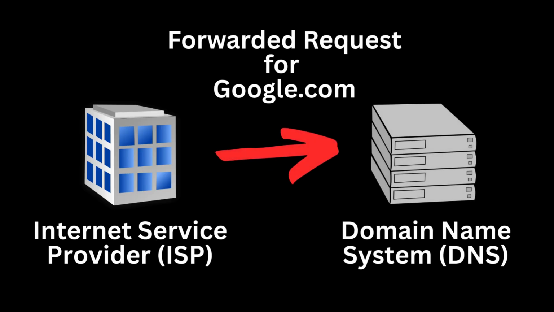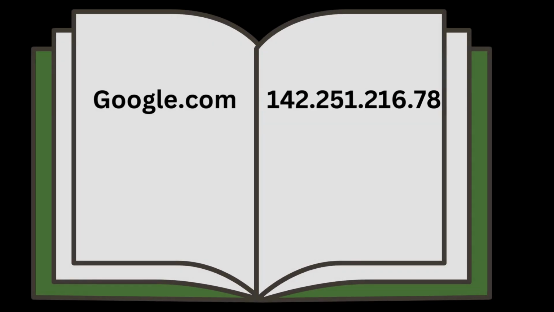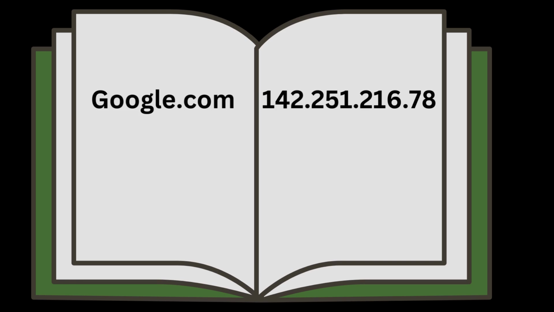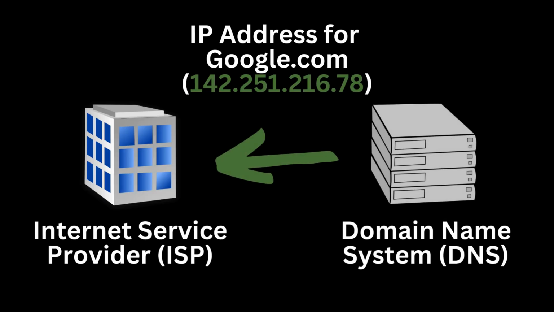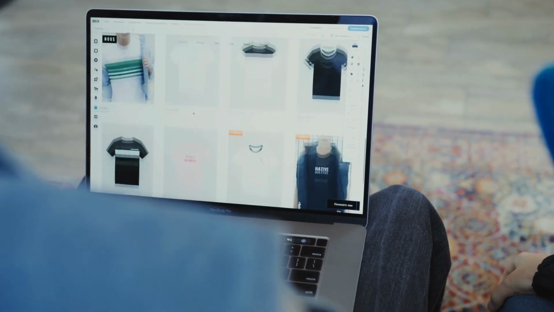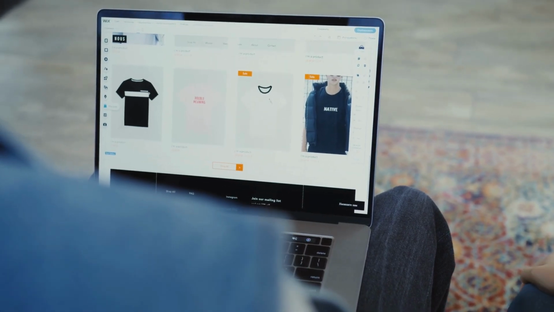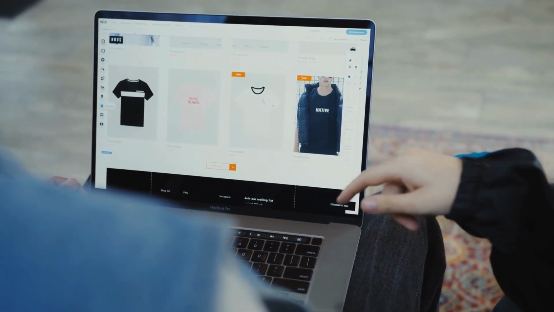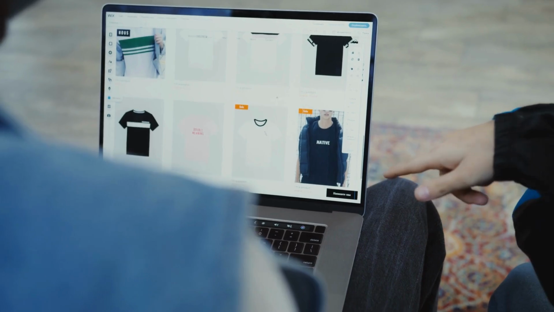Your ISP then forwards your question to something called a domain name system, or DNS. Think of DNS as the internet's phone book. Its job is to translate human-friendly website names like google.com into computer-friendly addresses called IP addresses. The DNS responds with Google's IP address 142.251.216.78. Every device connected to the internet has its own unique IP address, like a digital postal address that allows data to find its way to the right destination.